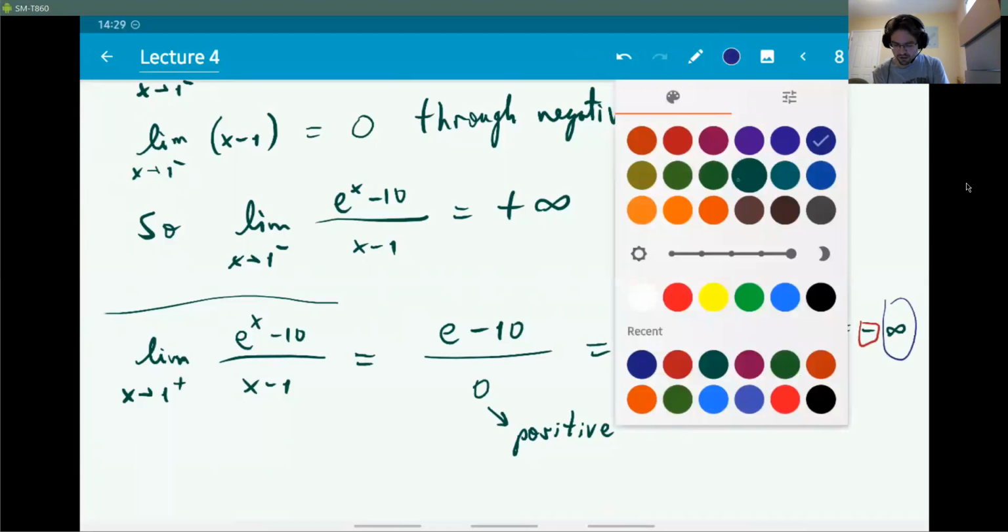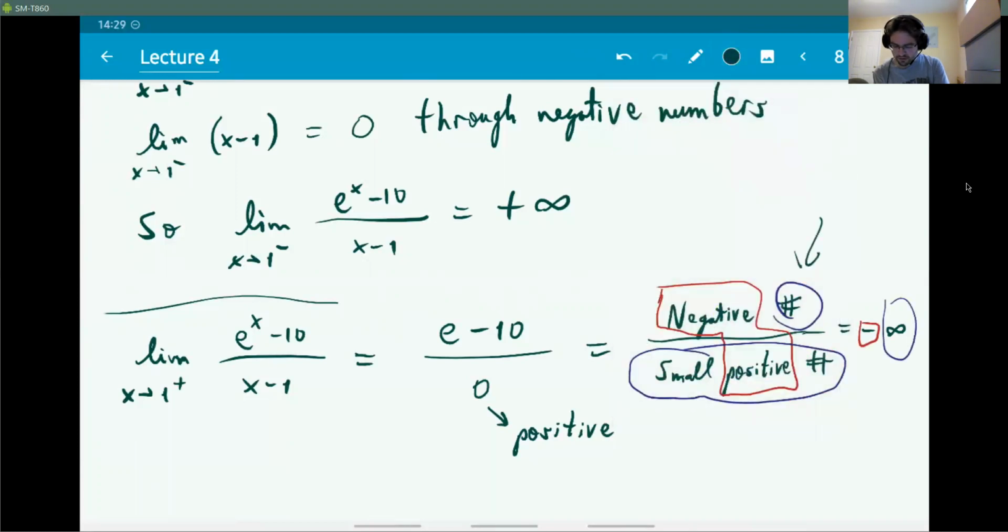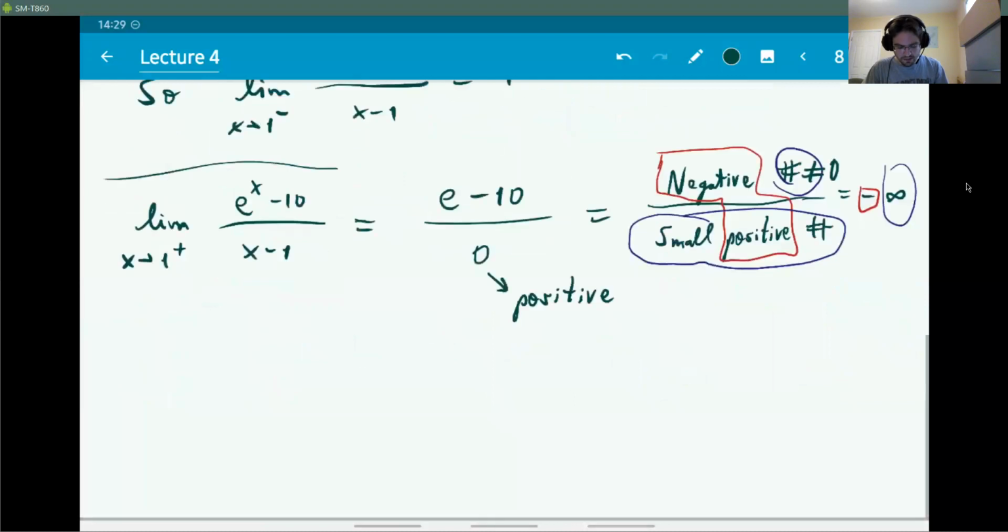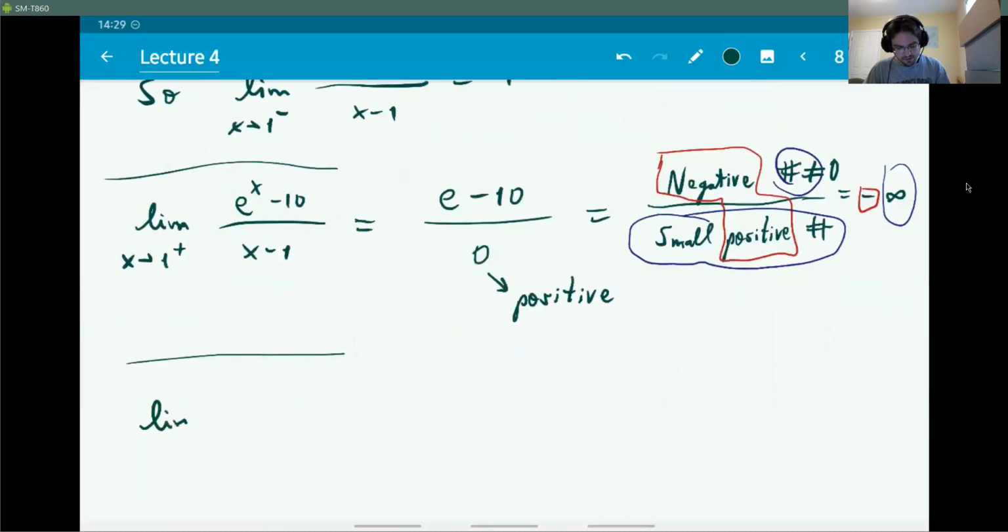More precisely, a non-zero number. We should have written that in here, probably different from 0, divided by a number that's getting closer and closer to 0. That makes the fraction larger and larger. So the answers were plus infinity and minus infinity, which means the limit itself does not exist.